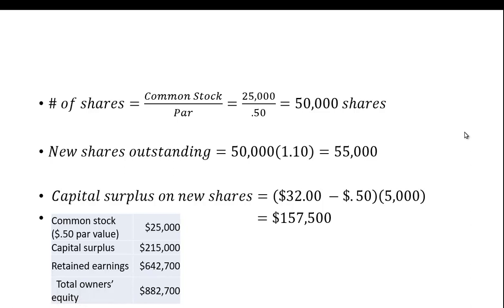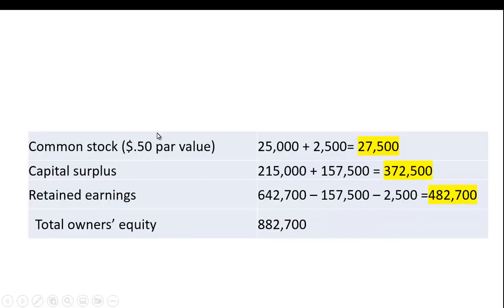How much is the capital surplus on the new shares going to be? Well, you take the price of 32 and you subtract out the par value, and that means we take 31.50 and multiply it by the additional number of shares of 5,000, and we get 157,500. So now we can take a look at how the equity account changes.